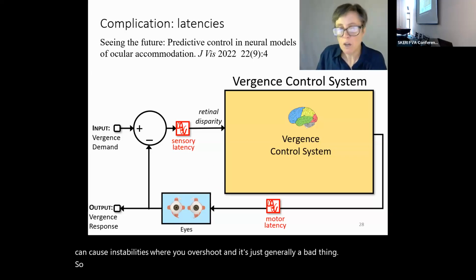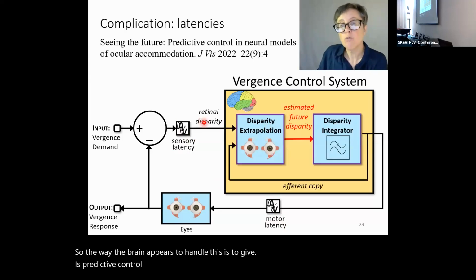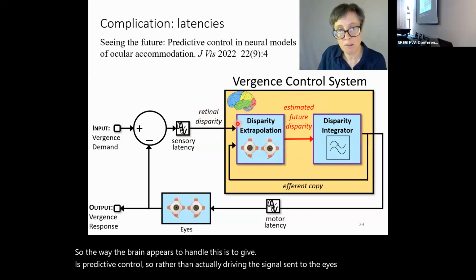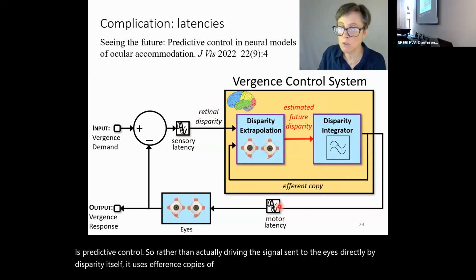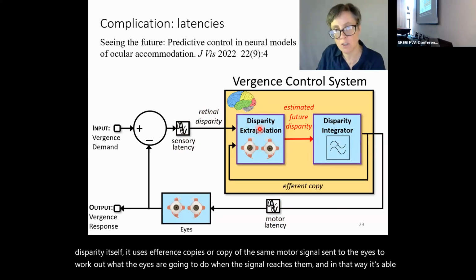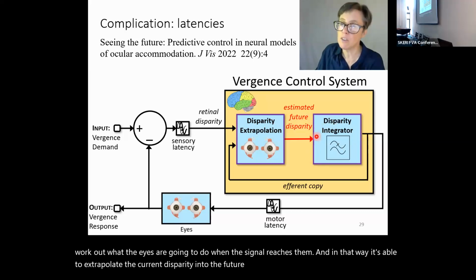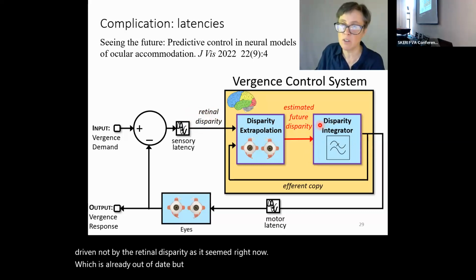The way the brain appears to handle this is to use predictive control. Rather than driving the signal sent to the eyes directly by disparity itself, it uses efference copy, a copy of the same motor signal sent to the eyes, to work out what the eyes are going to do when the signal reaches them. In that way, it's able to extrapolate the current disparity into the future. That means the control can be driven not by the retinal disparity as it's sensed right now, which is already out of date, but by the estimated future disparity.